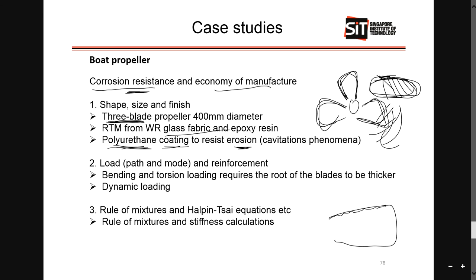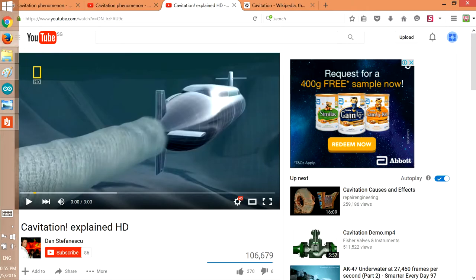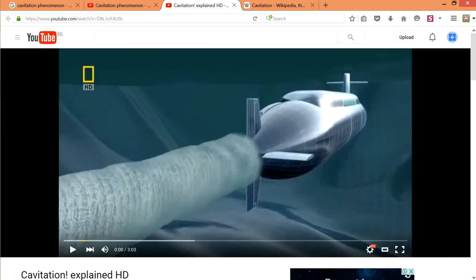Because when you spin, the water will actually hit it and could wear it out, so your propeller may actually spoil. So this is the thing that prevents erosion. They actually use polyurethane, which is pretty cool. Therefore, let's take a look at what the cavitation phenomenon is. After I saw this, I was like, wow.